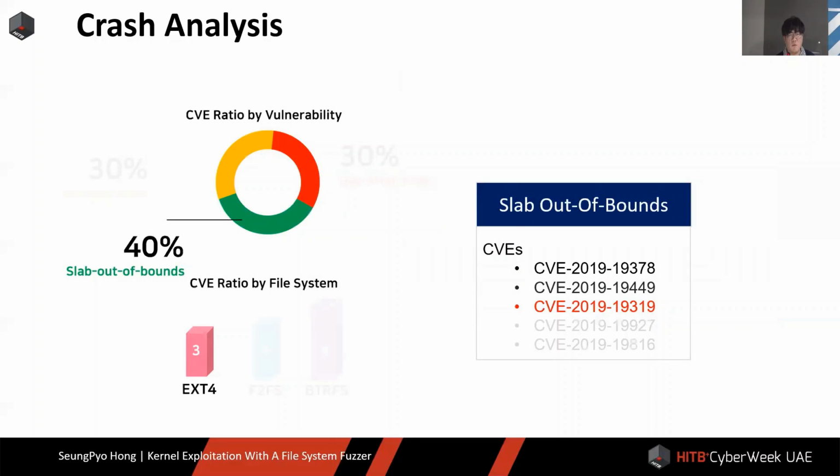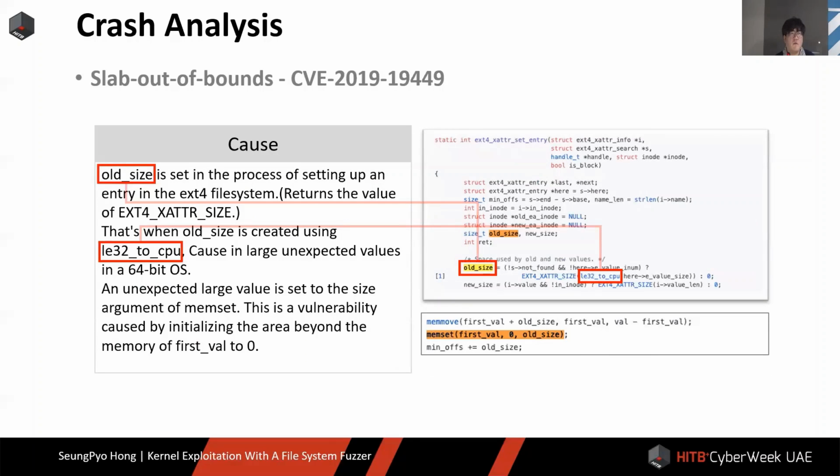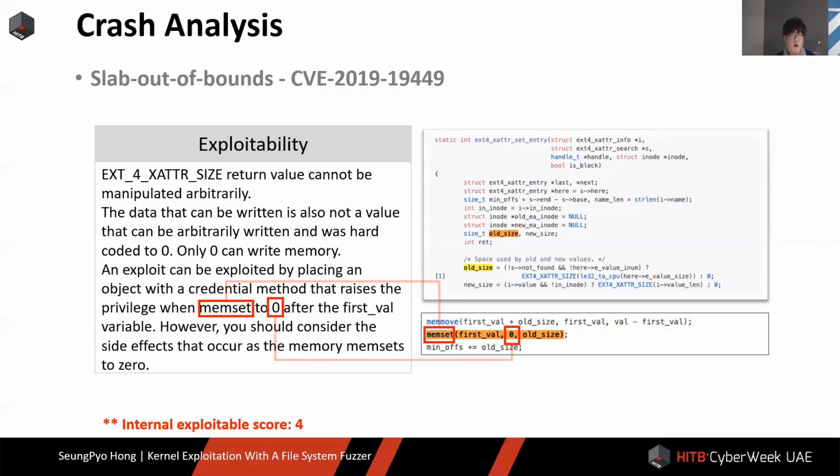This is the last OOB vulnerability. The variables old_size and new_size are set during the process of setting up an entry for the ext4 file system. These two variables are defined as size_t. Among these, the value stored in old_size is calculated through a function called le32_to_cpu. Due to the difference between the 32-bit and 64-bit data types, an unexpectedly large value may be set. This is a vulnerability that occurs when there is no code to verify the value after that, and a very large area from the first bar pointer memory is initialized to 0.